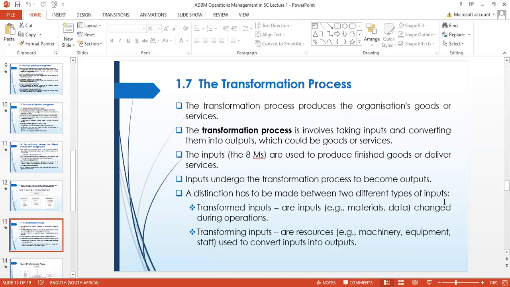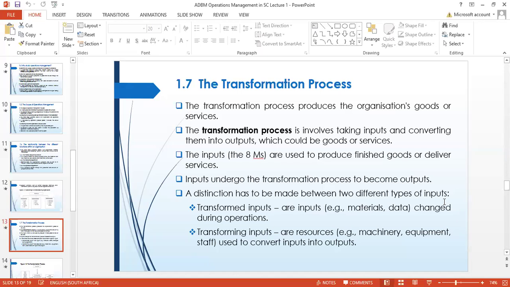So the inputs, which are usually known as the 8 M's, we'll see the 8 M's later on, are used to produce the finished product or to deliver the service. These ones undergo changes. They go through the transformation process to become an output. A lot takes place during the transformation process to come up with the products that we have.